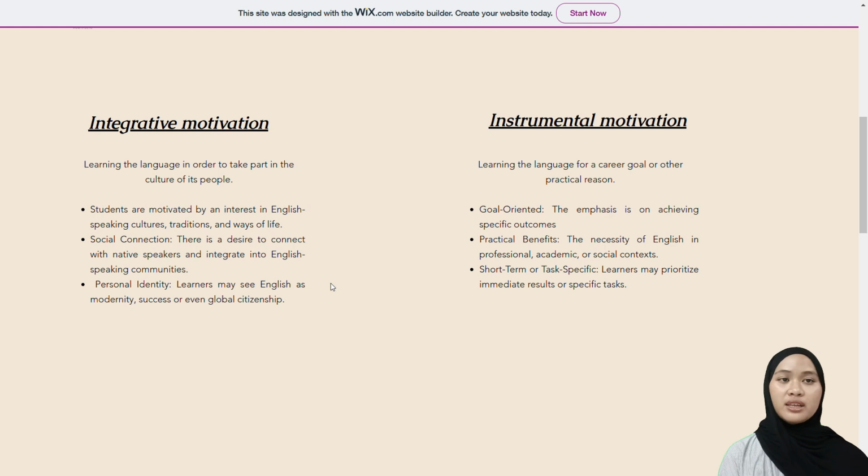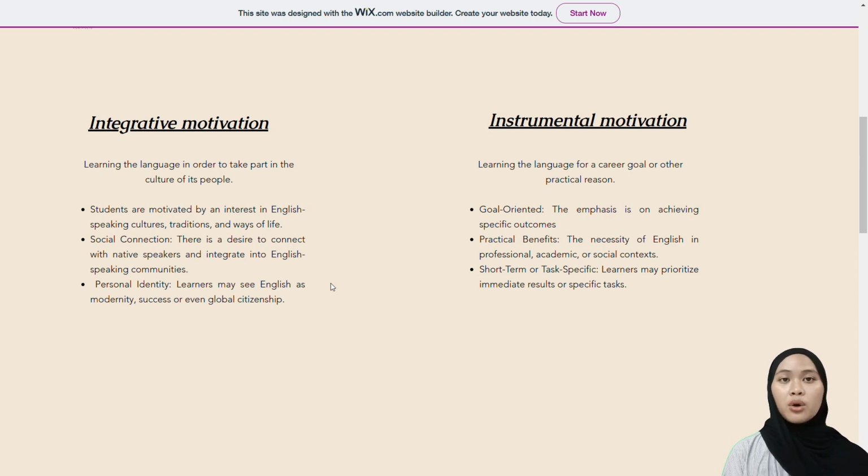Next, we have instrumental motivation. Instrumental motivation, on the other hand, focuses on practical, goal-oriented reasons for learning English. It is driven by specific outcomes such as career advancement, academic success, or immediate needs. So let's see the three characteristics. First, we have goal-oriented. Learners are motivated by the need to achieve specific outcomes. For example, me, as a TESOL student, I need to achieve Band 5 in MUET before we graduate. Then we have practical benefit, the necessity of English in real-world contexts, such as communicating in professional or academic settings. Maybe they want to expand their global network.